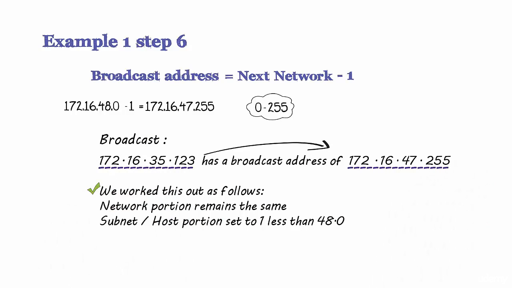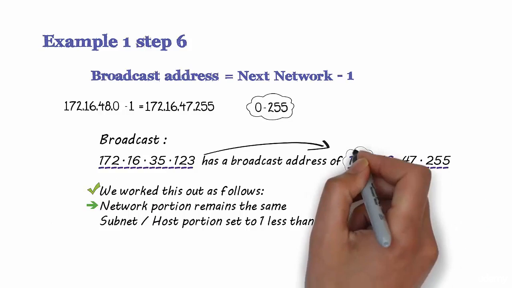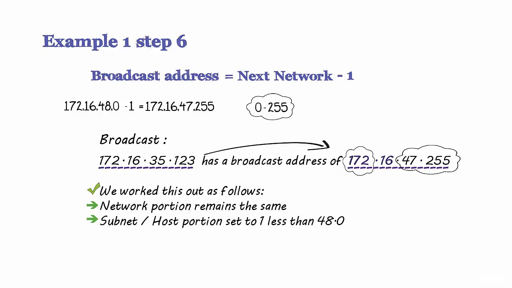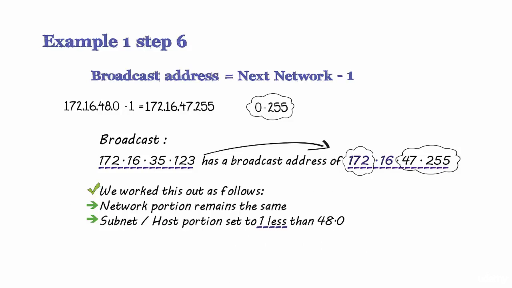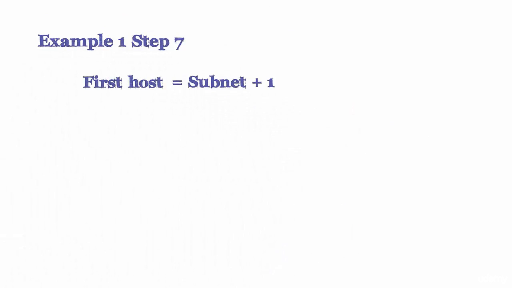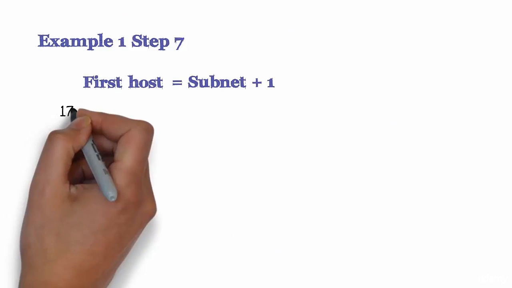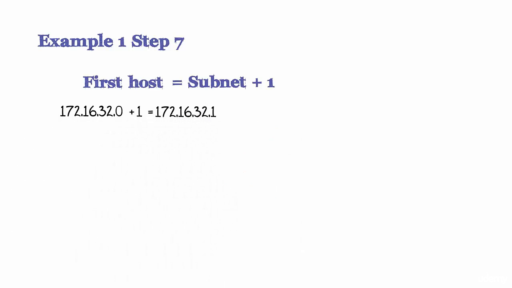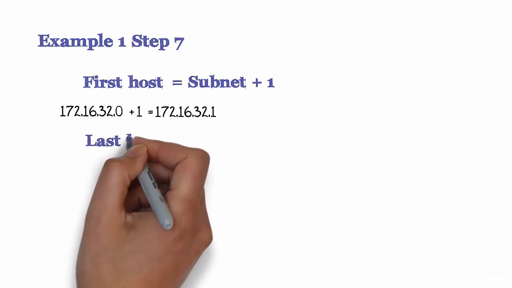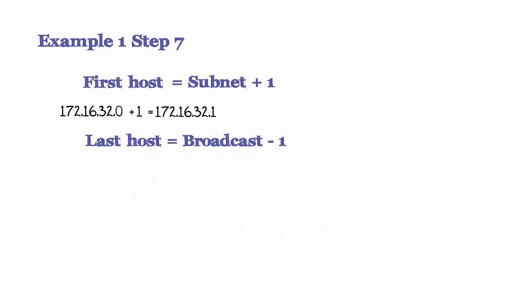172.16.47.255. We worked this out by leaving the network portion the same, in other words, the first two octets in blue, and then the subnet and the host portion is set to 1 less than the next network, which in this case is 48.0. To work out the first host in the same subnet, take your subnet and add 1 to it. So the subnet that we've worked out is 172.16.32.0, and if you add 1 to that, you get 172.16.32.1. The last host is equal to the broadcast address less 1.